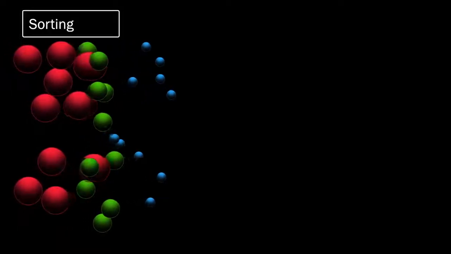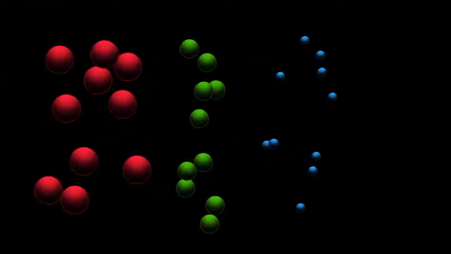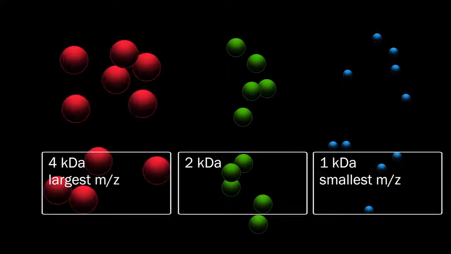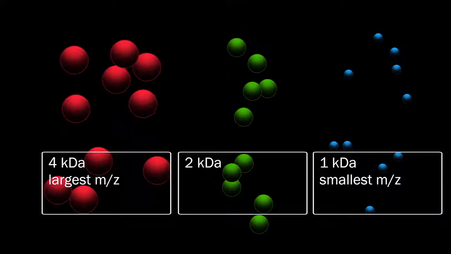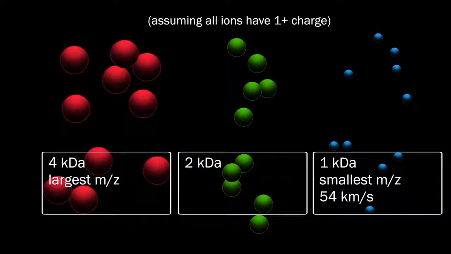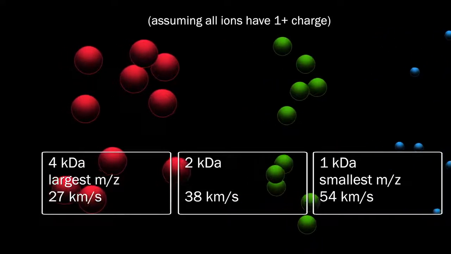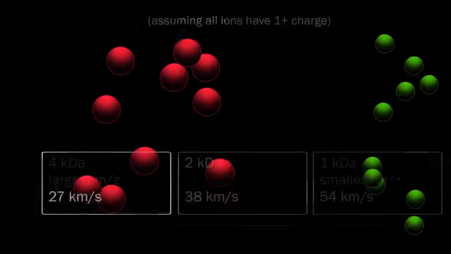In this example, we have a mixture of 3 macromolecules with masses of 1, 2, and 4 kilodaltons, where 1 kilodalton equals 1,000 atomic mass units. Using standard TOF conditions, this would cause the smaller 1 kilodalton ion to be accelerated to the fastest velocity, around 54 kilometers per second. The 2 kilodalton ion would be accelerated to around 38 kilometers per second, and the largest 4 kilodalton ion would be accelerated to the slowest velocity, around 27 kilometers per second.